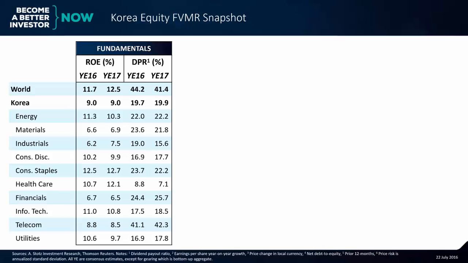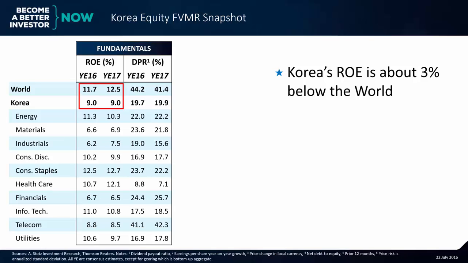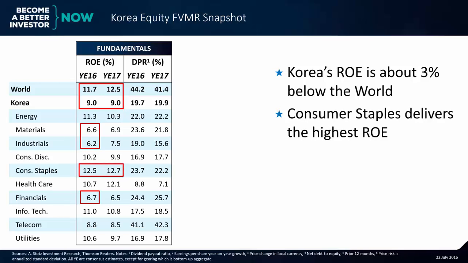Let's start with fundamentals of Korea relative to the world. First, we can see that Korea's ROE is about 3% below the world average at 9% for Korea. I've written before about the Korea discount. And what we can also see is that some sectors have extremely low ROEs, such as materials and industrials, which are major sectors in Korea. Also, the financial sector has an ROE of only about 6.7%, so very low there. And it's the consumer staples sector that delivers the highest ROE.